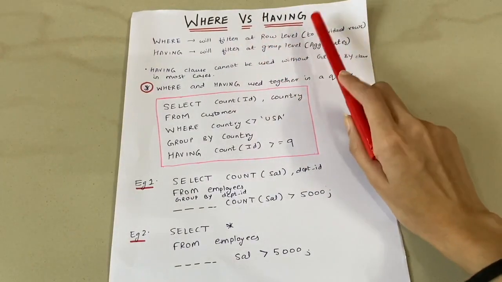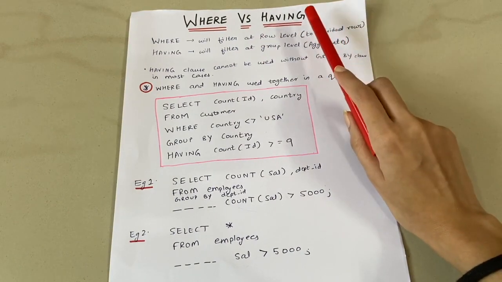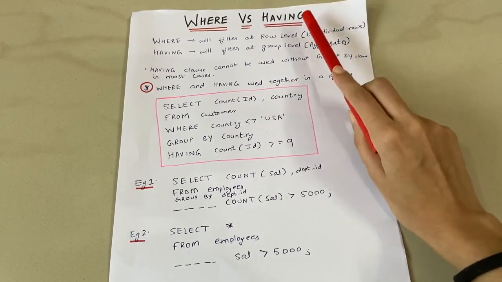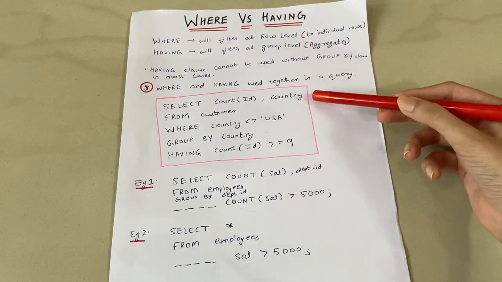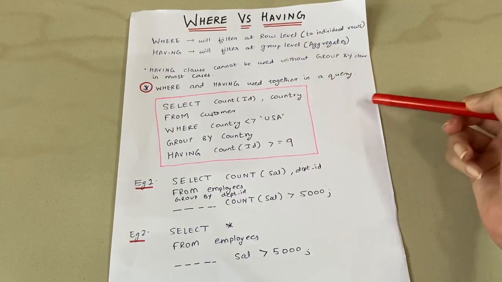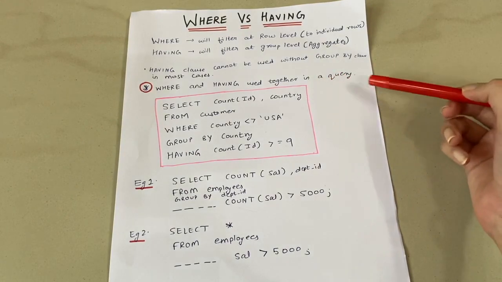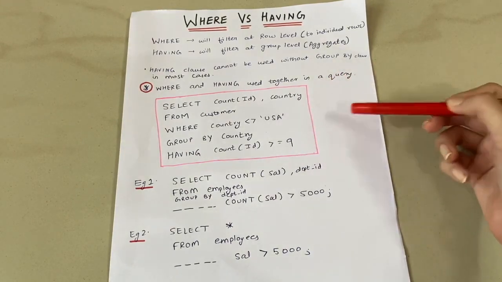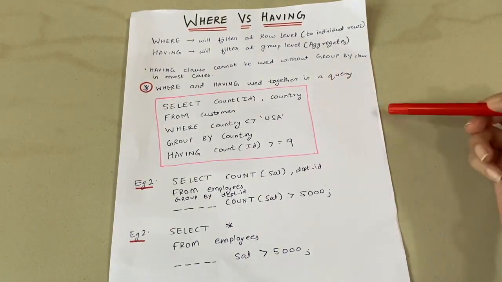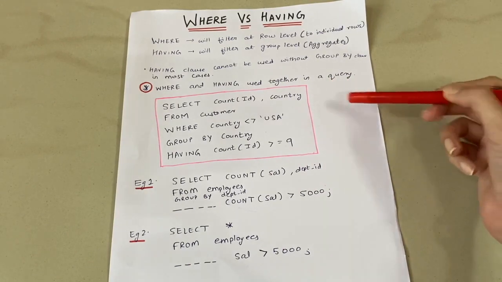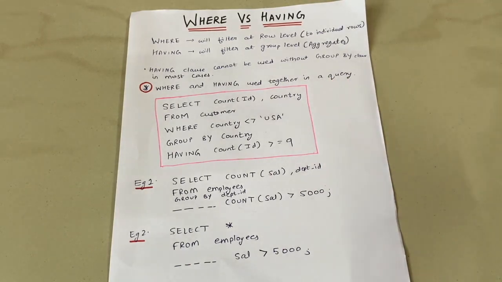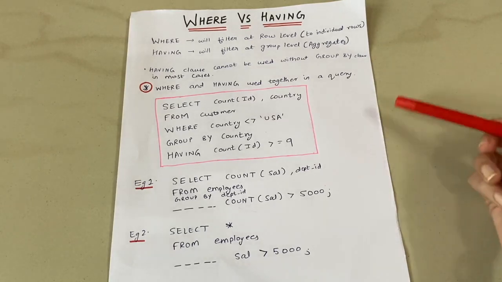So WHERE and HAVING both are used for filtering of records. Now what does filtering mean? For example, when I write select star from employees, I am selecting all the details from the employees. But when I write select star from employees where age is greater than 20, I'm giving a filter. I don't want all the details, but I want only the details where age is greater than so and so. So that is filtering.